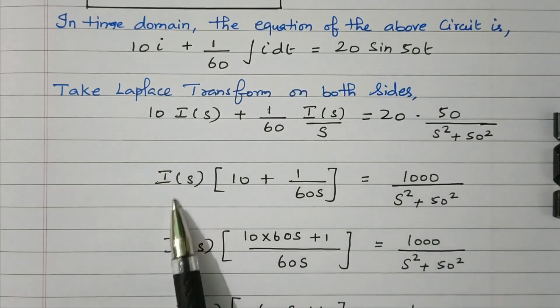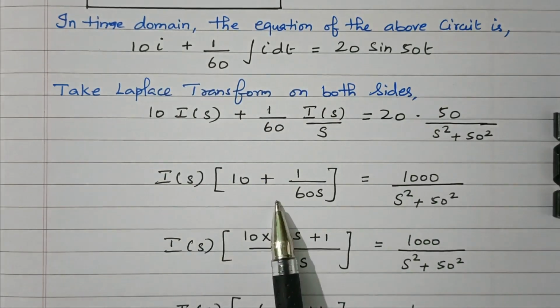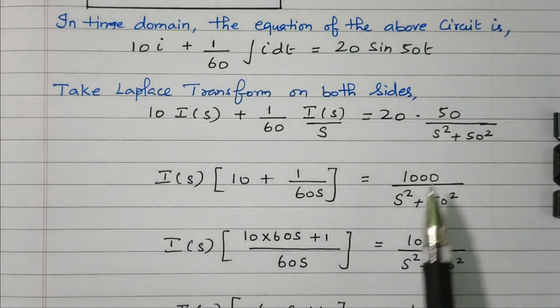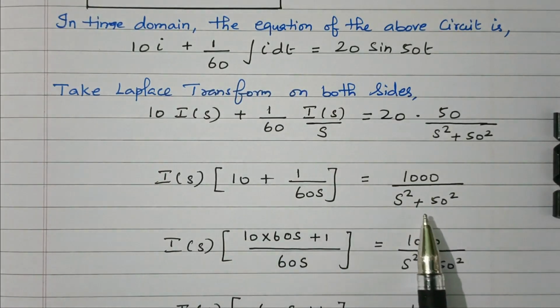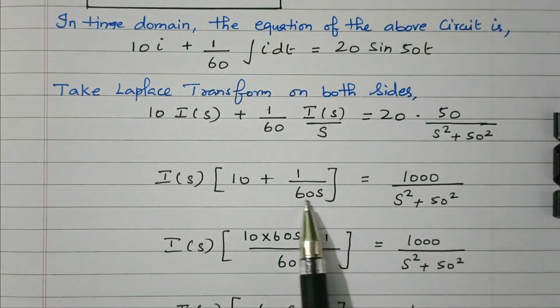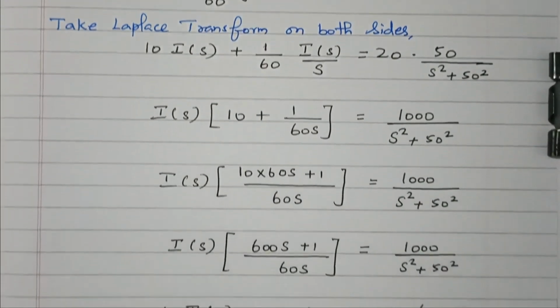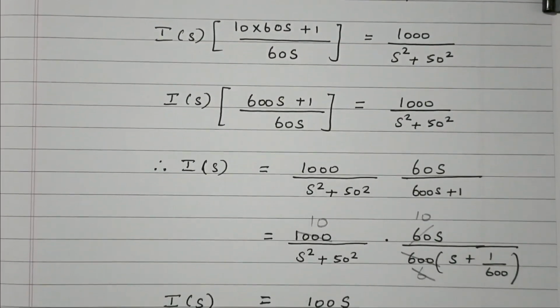Now we'll take I of s common. So (10 plus 1 divided by 60s) equals 20 into 50, which is 1000, divided by s square plus 50 square. Now we'll take the LCM, 60s, so the 60 is multiplied here: (10 into 60s plus 1) divided by 60s equals 1000 divided by s square plus 50 square. I will go for the further simplification.